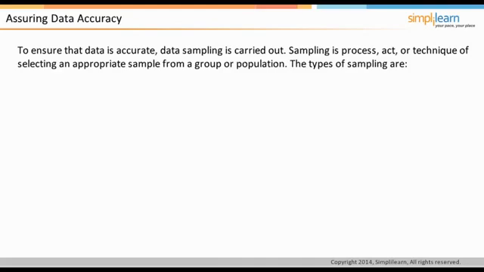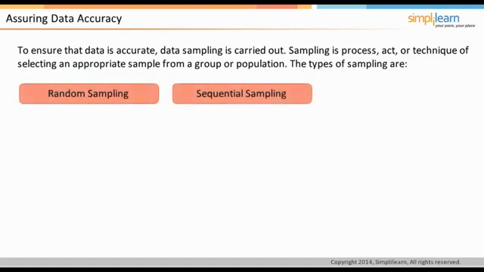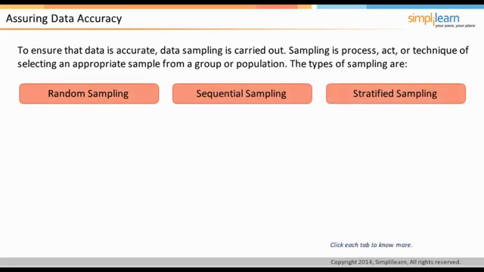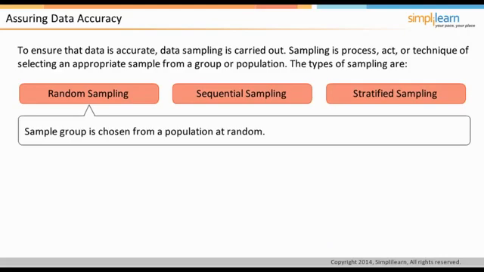The 3 types of sampling techniques described here are random sampling, sequential sampling, and stratified sampling. Click each type to know more. Random sampling is the technique where a group of subjects, or a sample for study, is selected from a larger group or population at random.